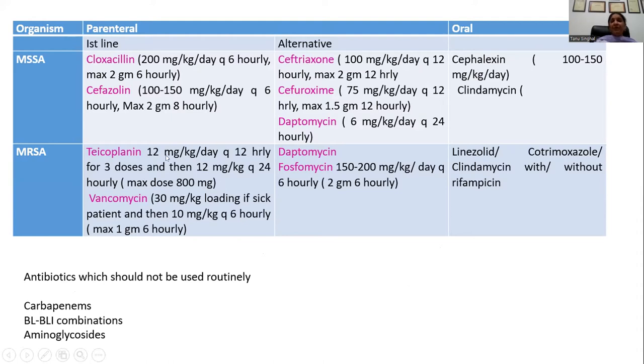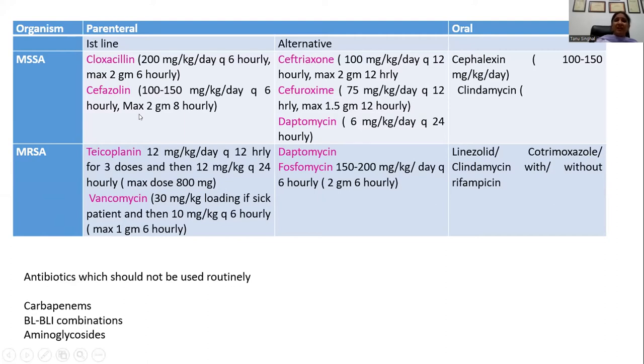Similarly, for teicoplanin, your dose is not the usual 400 BD, then 400 OD. The dose of teicoplanin is higher for osteomyelitis, where it is 12 mg per kg per day, given 12 hourly for 3 doses, and then 12 mg per kg per day, and the maximum dose is 800 milligrams. Similarly, the dose of vancomycin is also quite high. So please remember that in bone and joint infections, you have to use higher doses than what is given routinely.